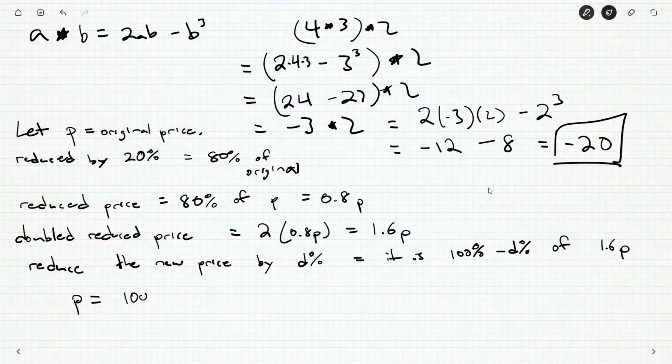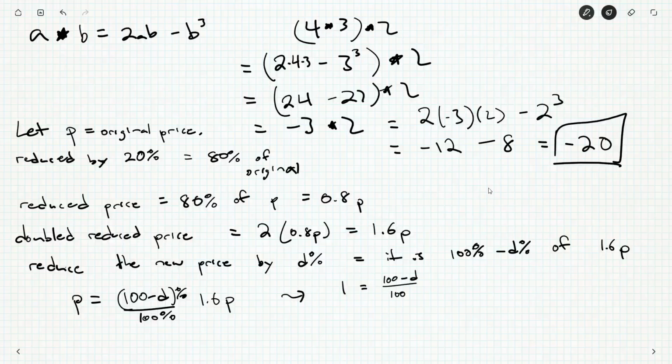So P is (100 minus D)% over 100% times 1.6P. Well, we can divide by the P's on both sides. So we get 1 is (100 minus D) over 100 times 1.6. Now I notice we've got a fraction here with the 100 minus D stuff, so I'm going to write 1.6 as a fraction. It's 8 over 5. Bring that over to the other side. We get 5/8 equals (100 minus D) over 100.